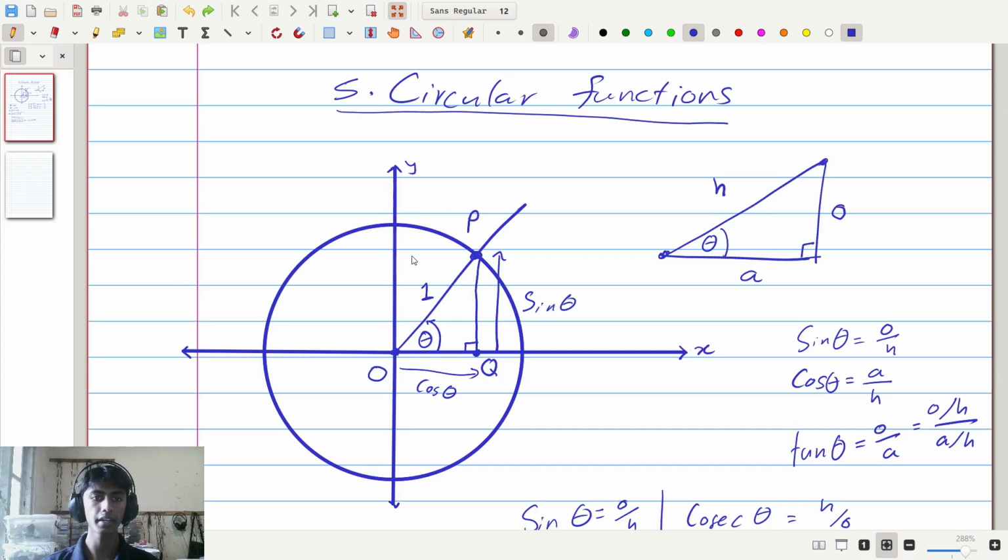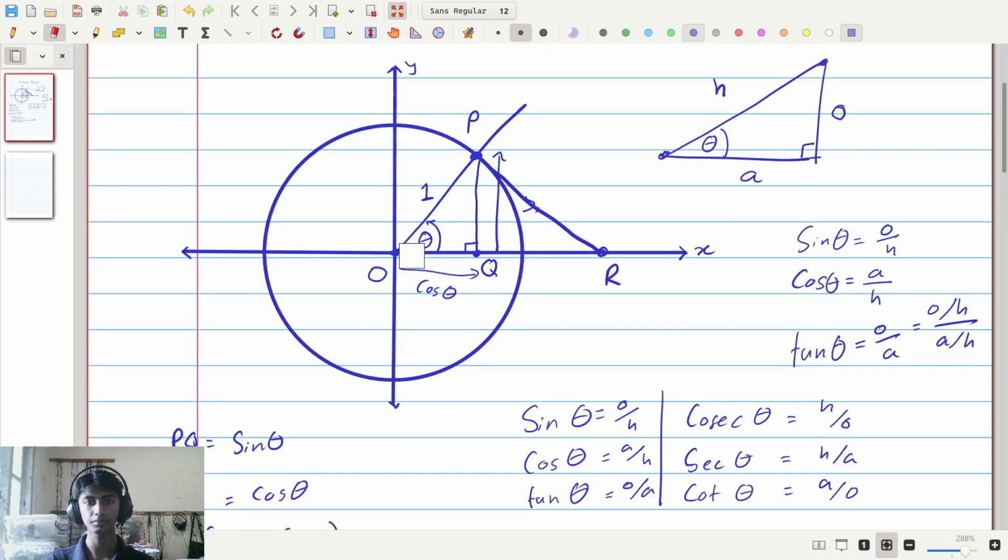So, tangent. A tangent to a circle is a line that touches the circle at exactly one point. It is perpendicular to the radius of the circle at that point, like this. This is perpendicular and it touches the circle at only one point. The tangent of theta is actually this length from the point P like this down to this point here, which I'll call R, and I'll prove to you that this PR length is in fact the ratio of opposite to adjacent.